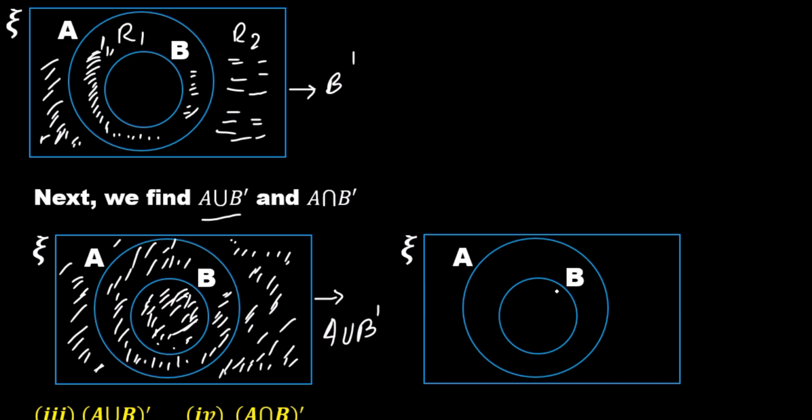The next one, A intersection B complement. Now when you take the intersection of A with B complement, what is common here? The common part is simply this, outside of B.